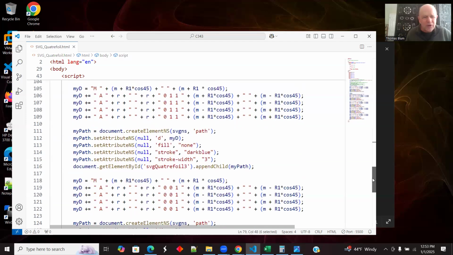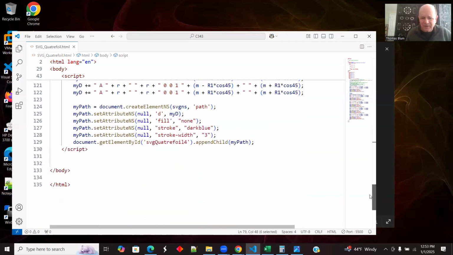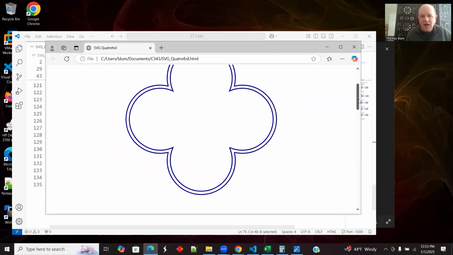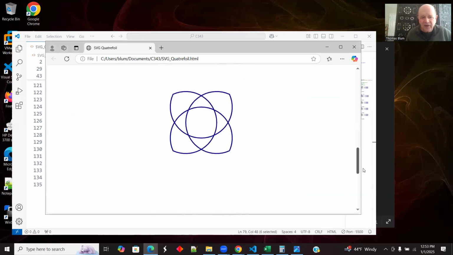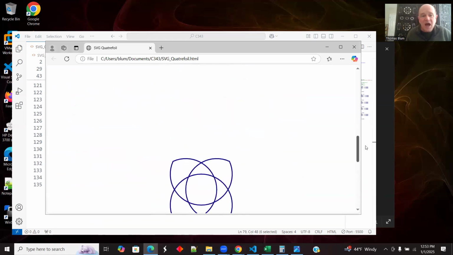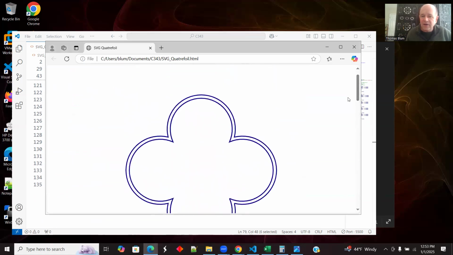Drawing a quatrefoil, the two versions of the quatrefoil and their sort of cousins, and this sort of concentric version.